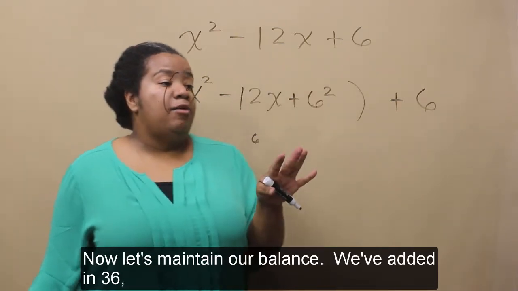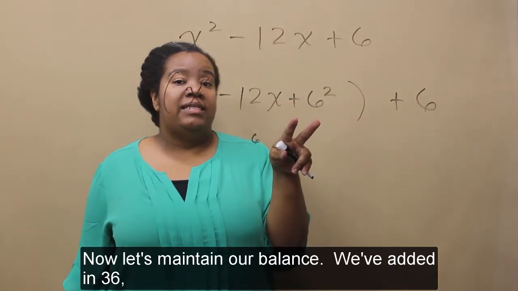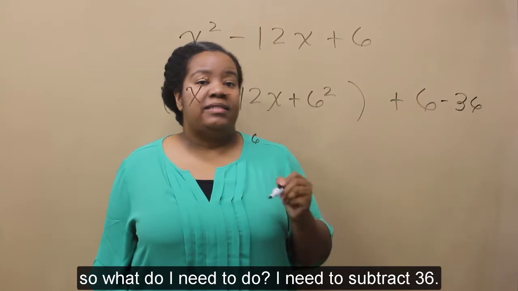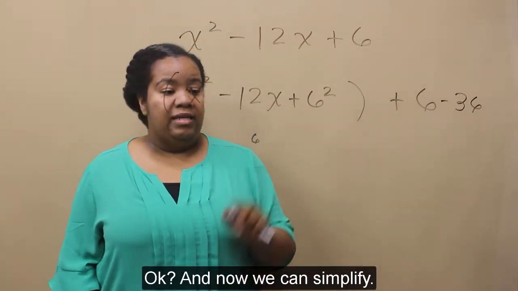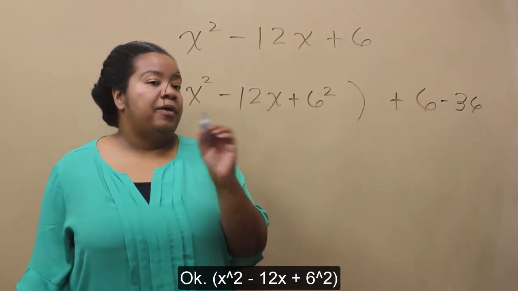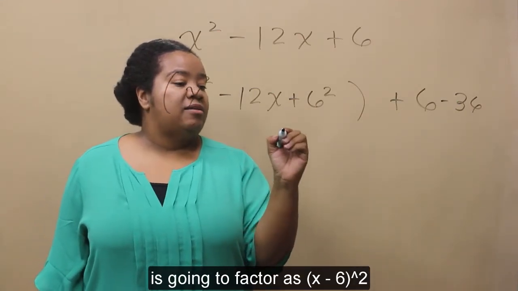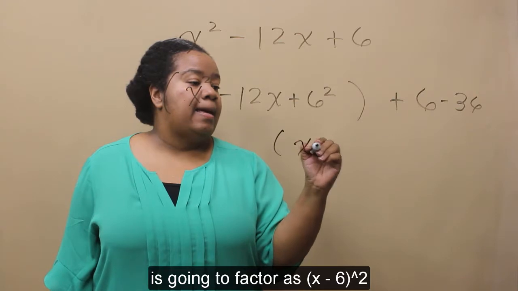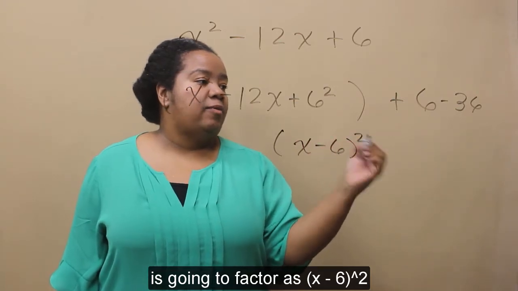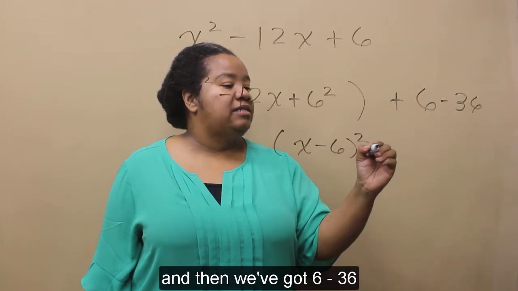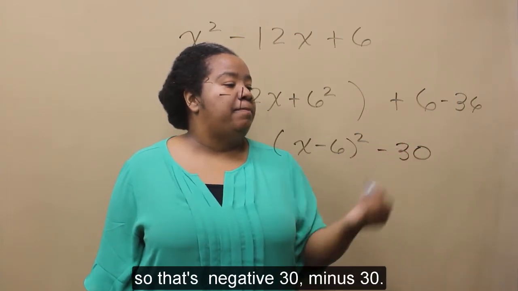Now let's maintain our balance. We've added in 36. So what do I need to do? I need to subtract 36. Okay, and now we can simplify. Okay, x squared minus 12x plus 6 squared is going to factor as x minus 6 squared. And then we've got 6 minus 36. So that's negative 30, minus 30.